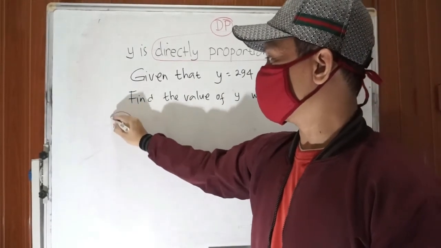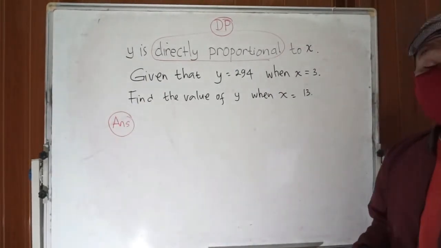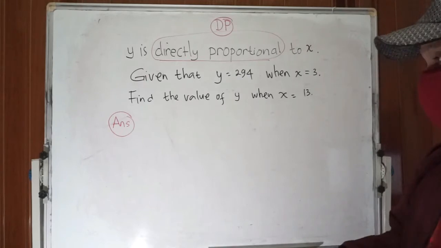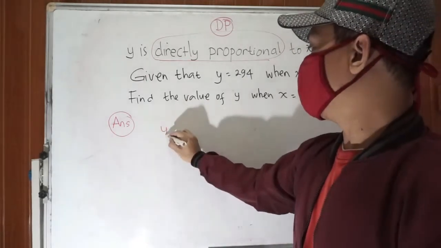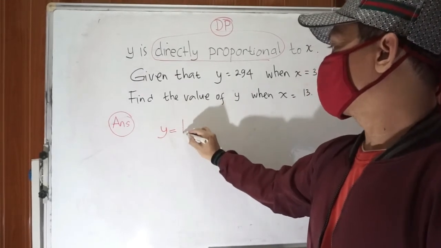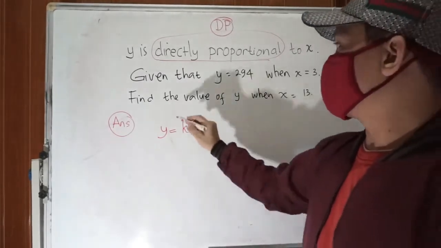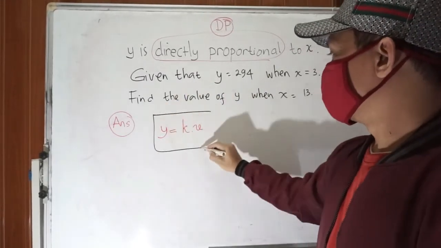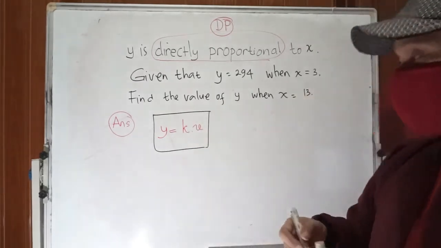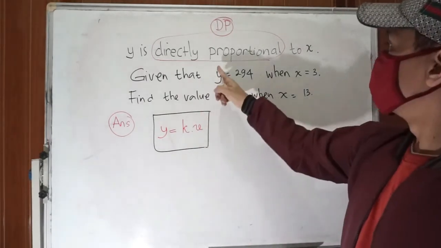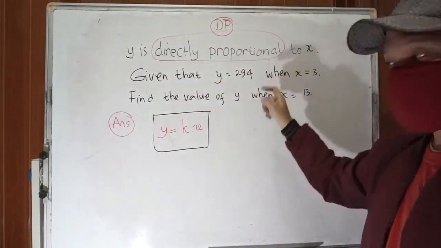Okay, this is the solution. Students, for direct proportion, or directly proportional, we can express the equation as y equals kx. This is the expression of direct proportion. Is it linear? Yes, y is directly proportional to x, so it is linear.